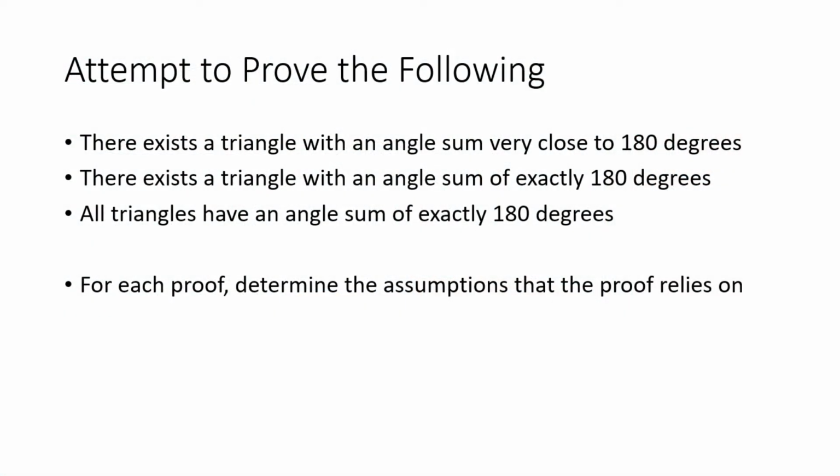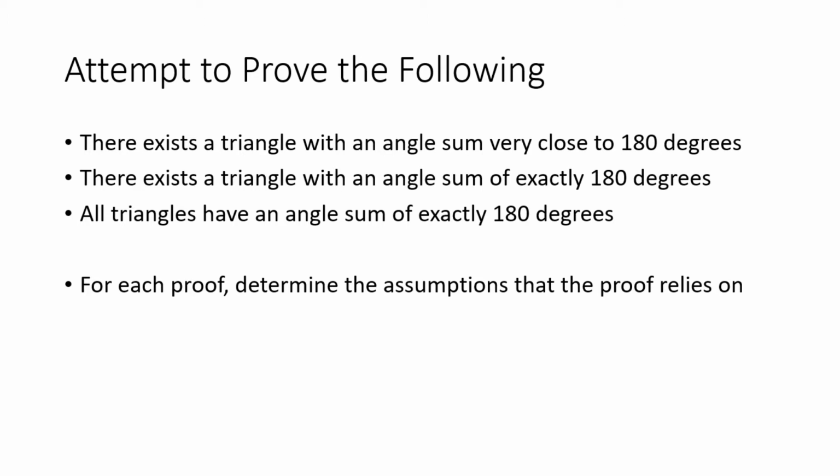Okay, so at this point, I'm going to turn it over to you. And I'm going to recommend that you pause the video and spend a little time on this. So we're going to look at it in 3 levels. First, there exists a triangle with an angle sum very close to 180 degrees. Second, there exists a triangle with an angle sum of exactly 180 degrees. And third, all triangles have an angle sum of exactly 180 degrees.